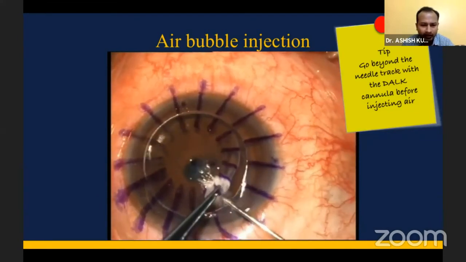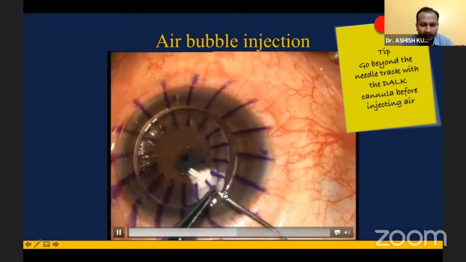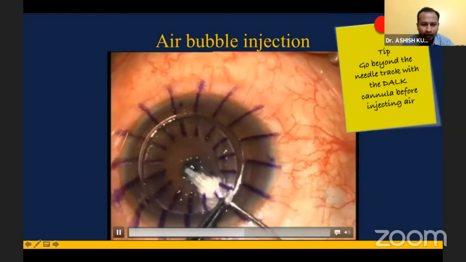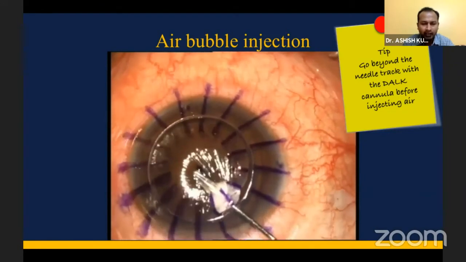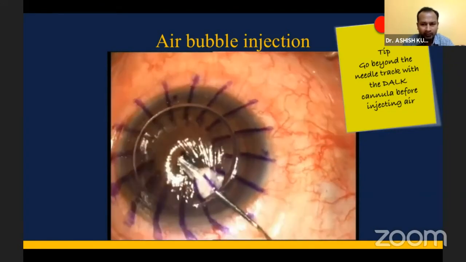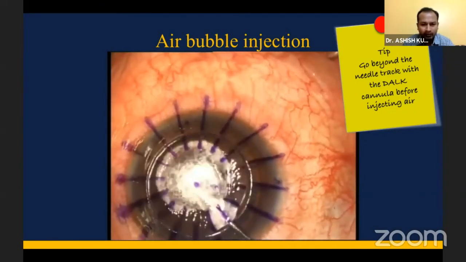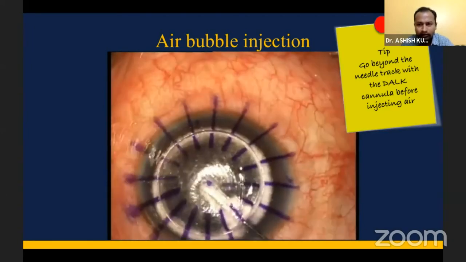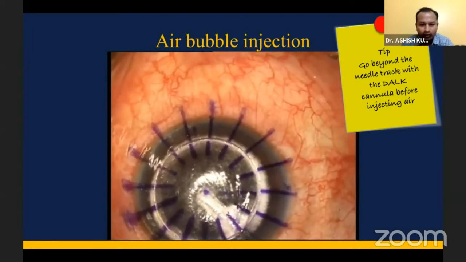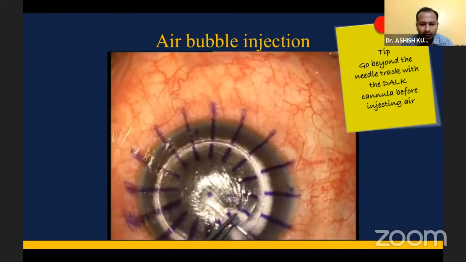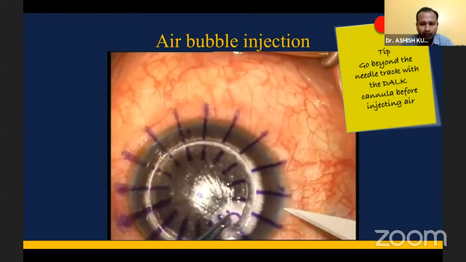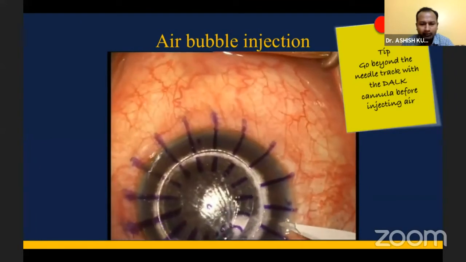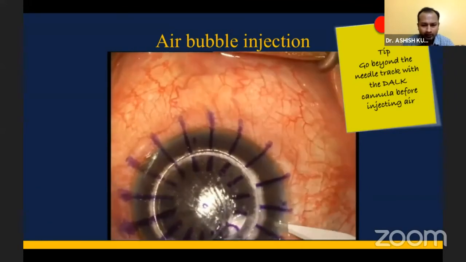So I've already created a track here, and now I'm going with the cannula beyond the track, so that you have a closed chamber there, and with the pressure of the air, the DM separates. Like here, there you go. You have the big bubble, and then slowly take out the cannula. Once you have the bubble, make a paracentesis and decompress the anterior chamber.